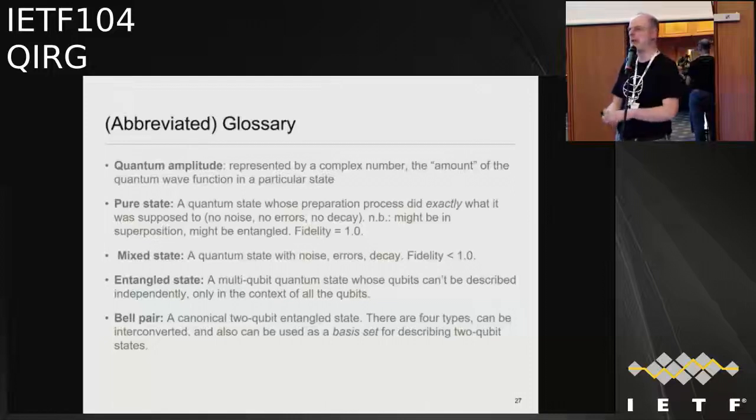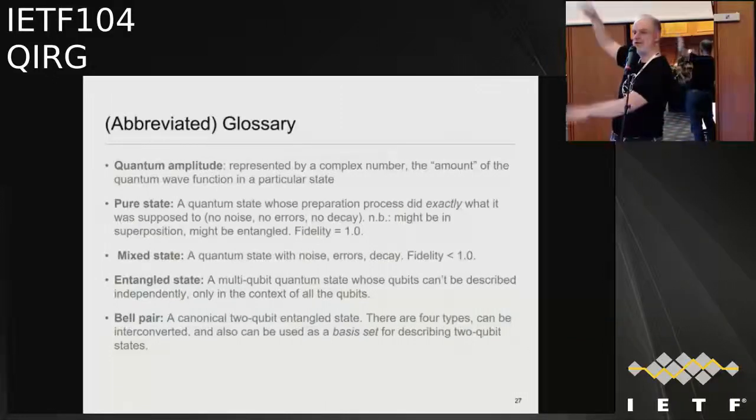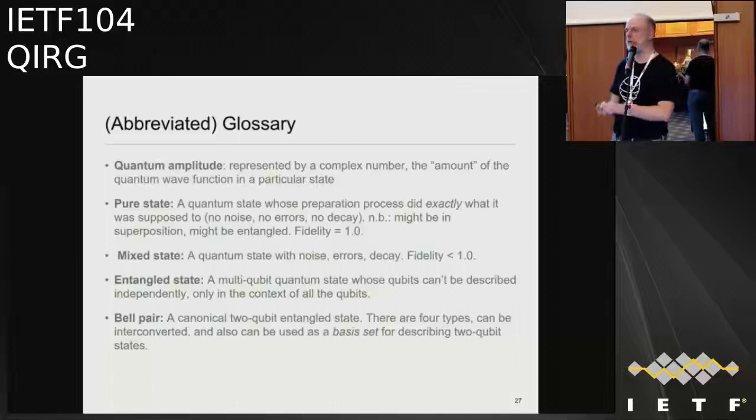Quantum amplitude means the amount of your total quantum probability wave function that is in a particular state, and it's represented by a complex number. A pure state means a quantum state where your hardware actually worked the way it was supposed to. It actually did what it was supposed to do, and we describe that as having a fidelity of 1.0. A mixed state is one that has noise and errors in it and has fidelity less than 1.0.